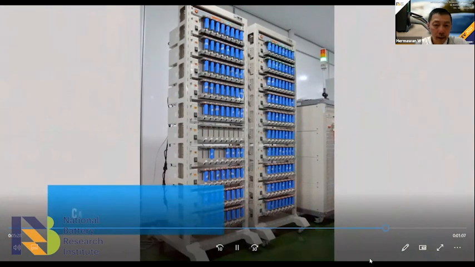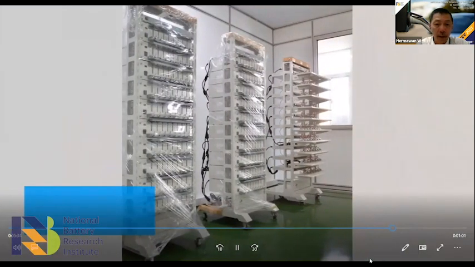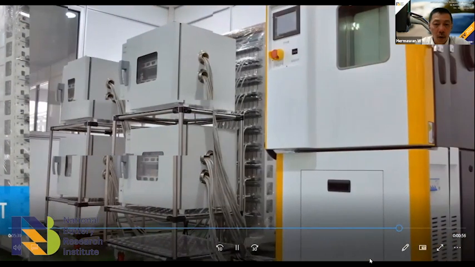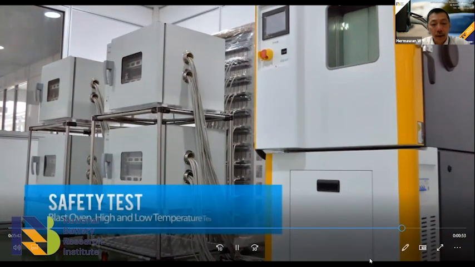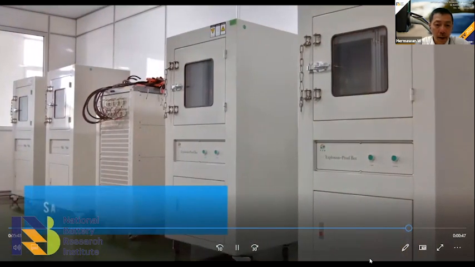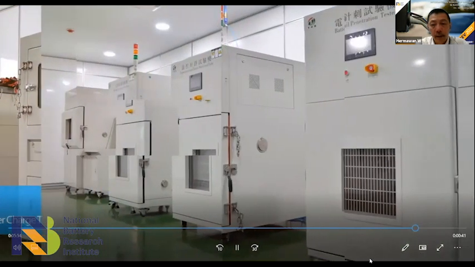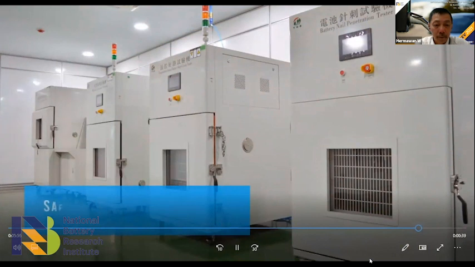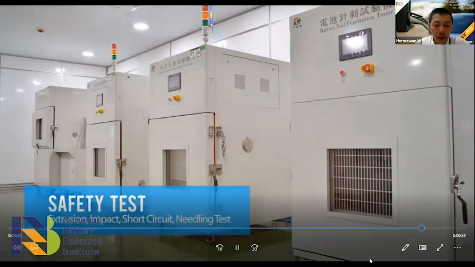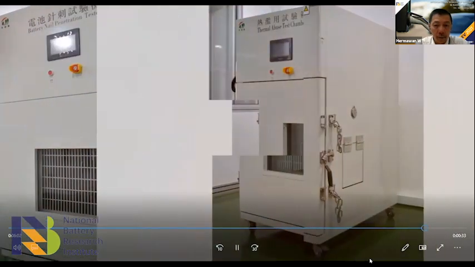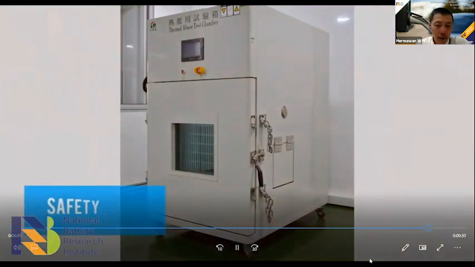Then also for the cell, we do testing. This is the labeling test. This is the cycle life. Now we are doing the cycle for a long time. There's safety testing. Everything we can do, for temperature, penetration, explosion, for overcharging. We hope that for all of the safety issues we can do testing and see here, to avoid something wrong with the design.